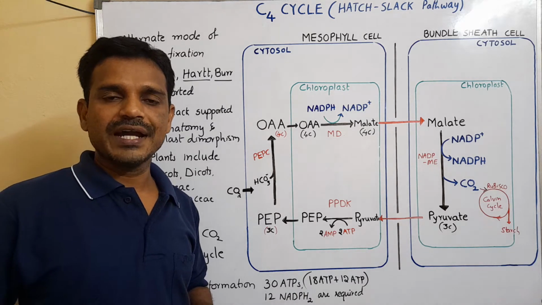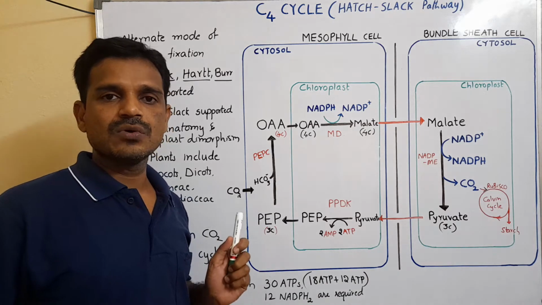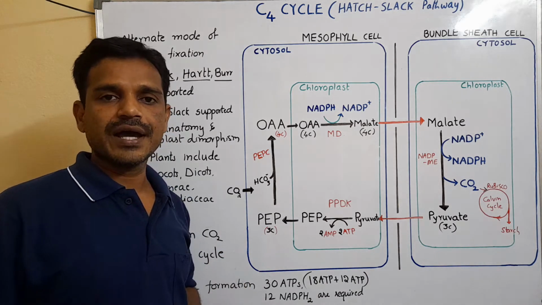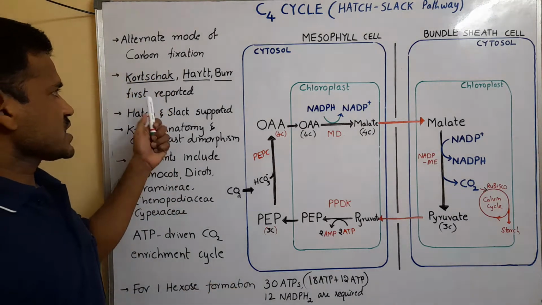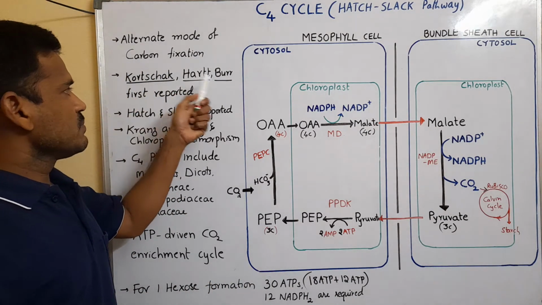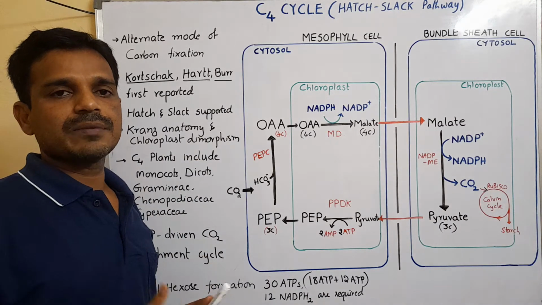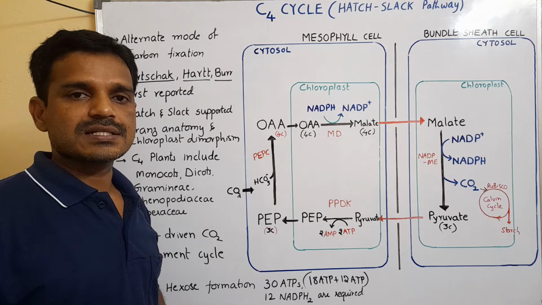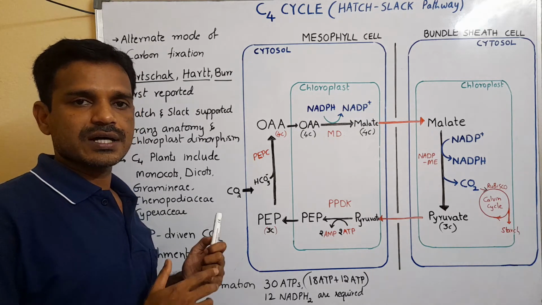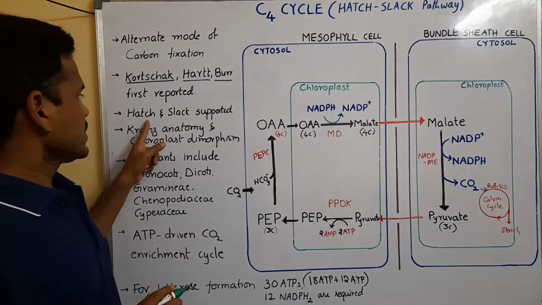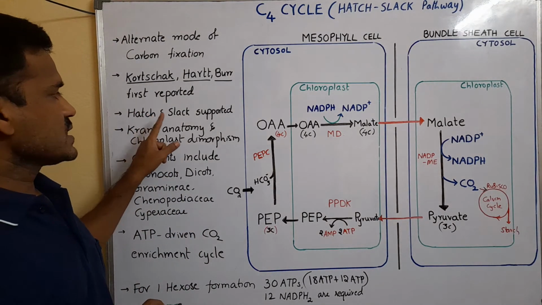Even in high temperature and high light intensity, C4 plants give high productivity, high output. For the first time, scientists Kortschak, Hart and Burr reported the C4 cycle. According to them, C4 acids like aspartic acid and malic acid are produced during the C4 cycle. But the later studies were done by Hatch and Slack.